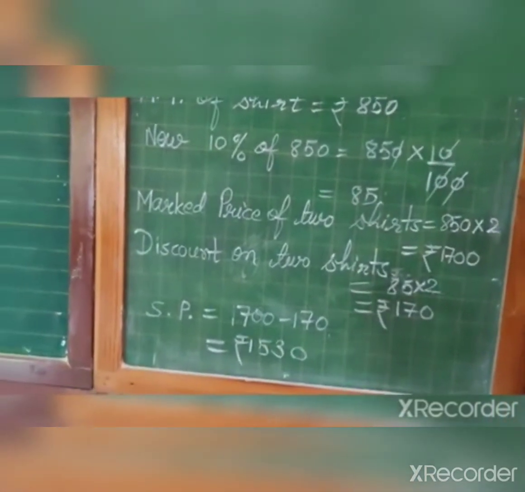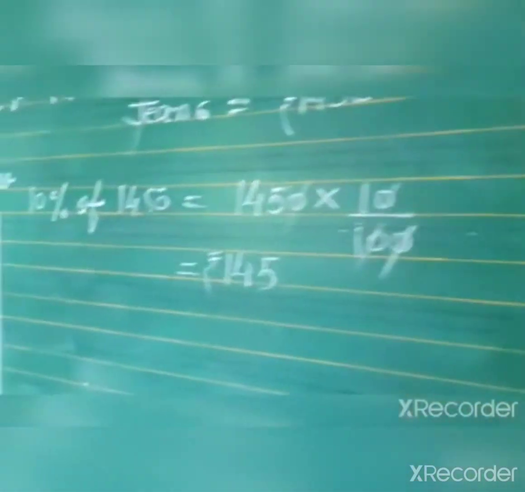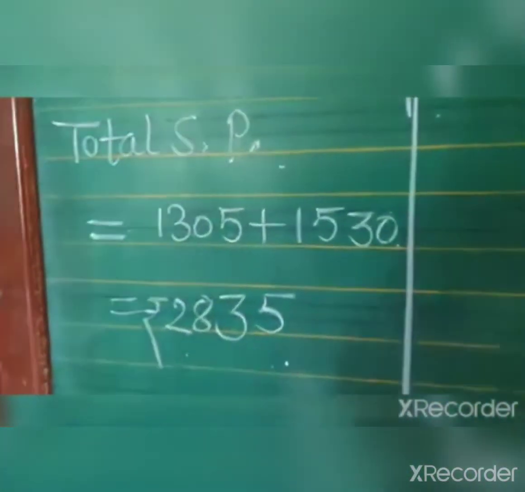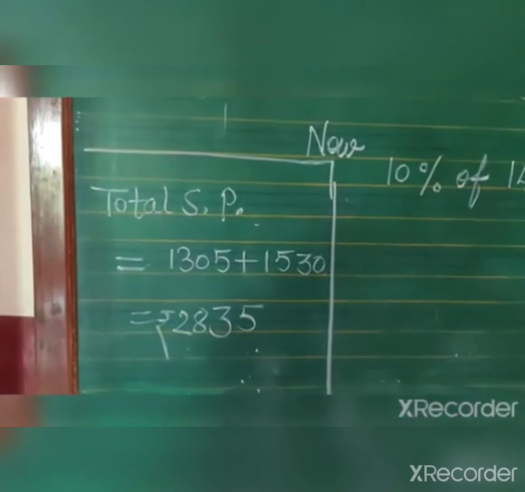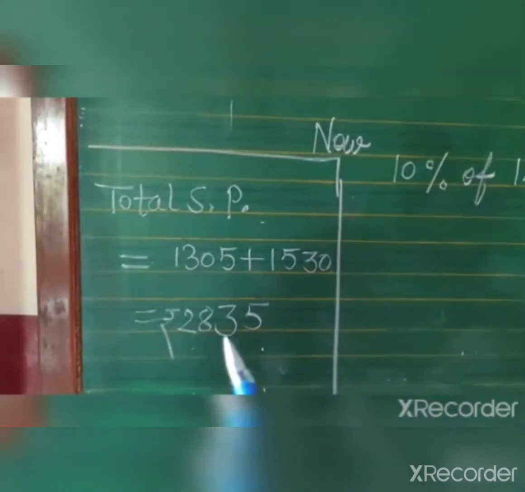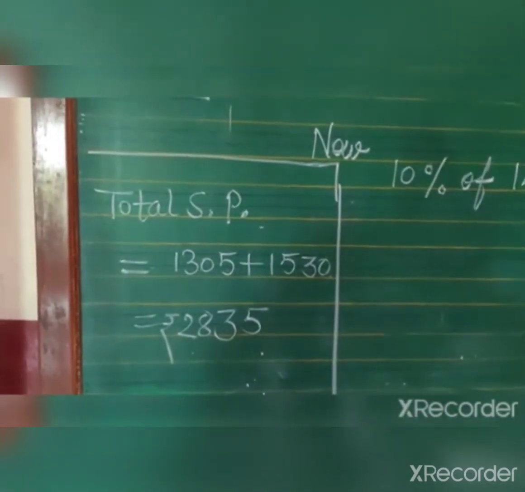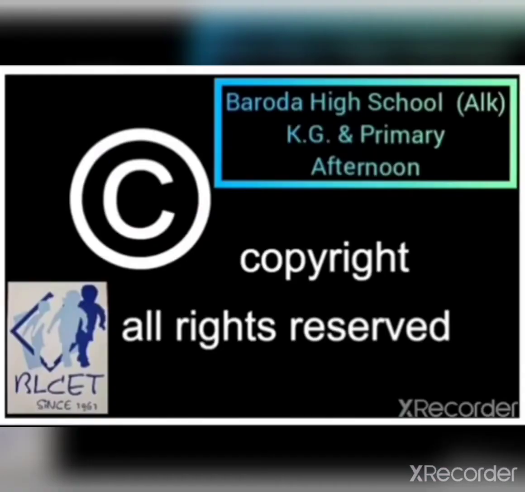So total SP is equal to 1305 plus 1530, that means rupees 2835. Okay.